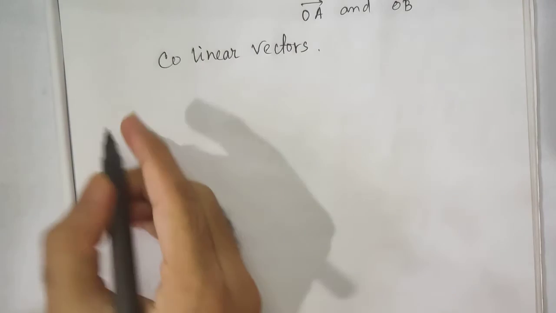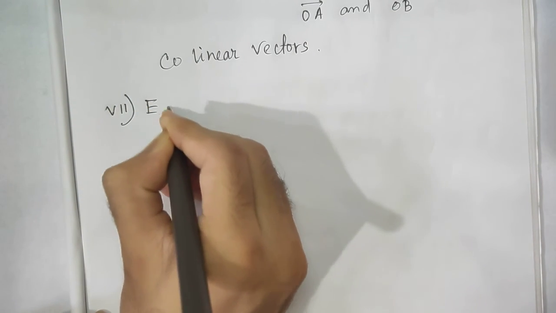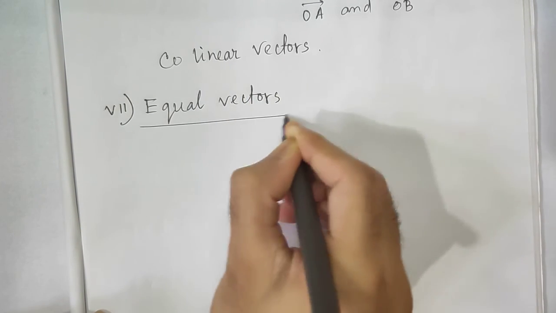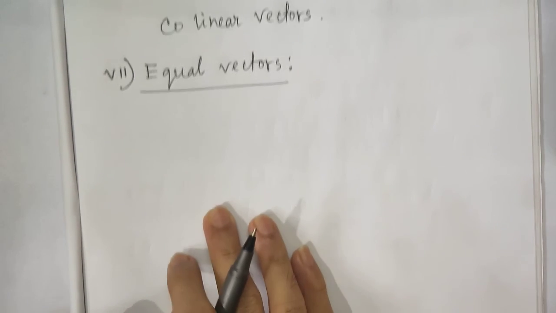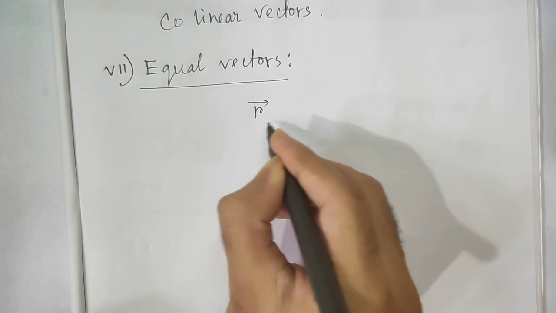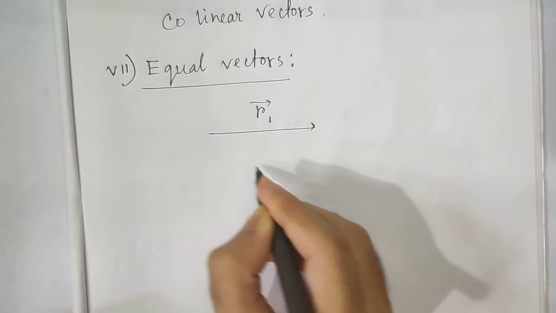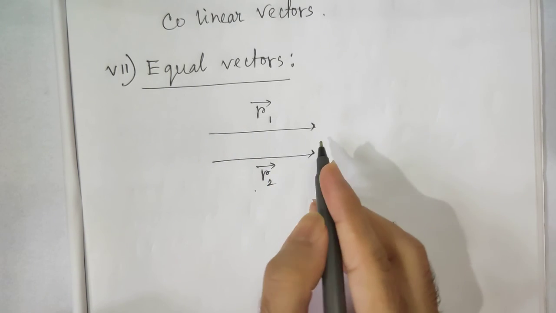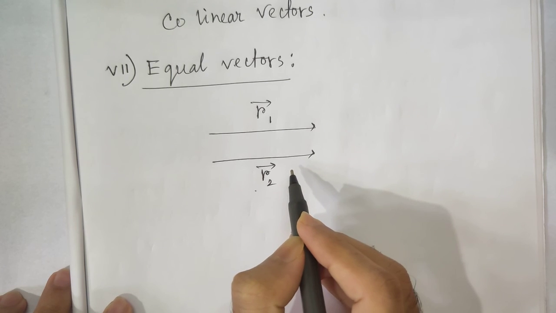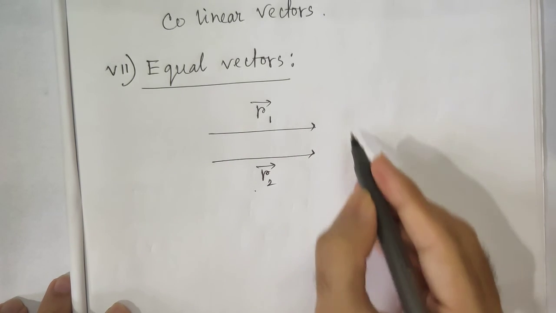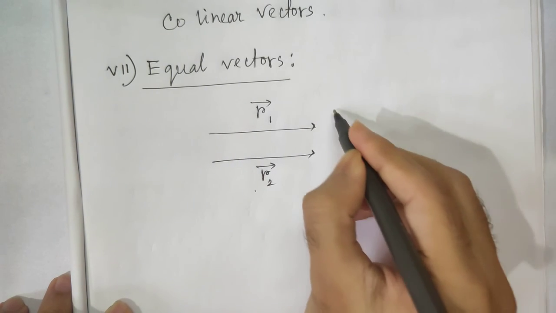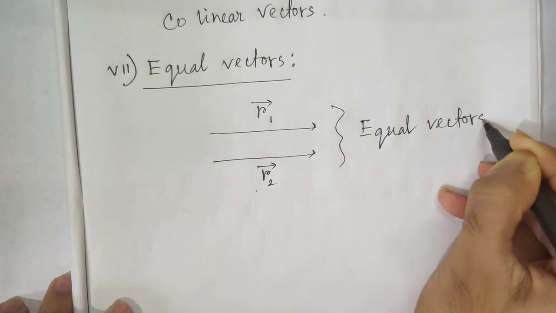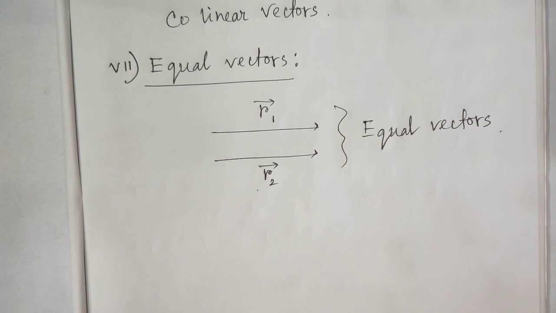And number 7, equal vectors. As the name suggests, if two vectors like r1, which is this one, and another vector which is r2, if these two vectors have the same magnitude and the same direction, then these two vectors will be called equal vectors. So these are some of the types of vectors.